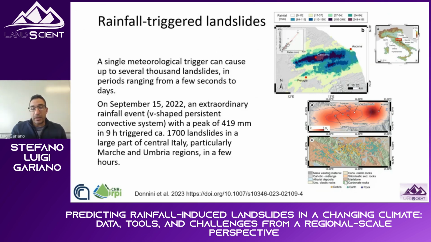This is a case study we addressed with my colleagues here in Perugia of an extraordinary rainfall event that occurred in September 2022 in central Italy, with a V-shaped convective system with a peak of measured rainfall of more than 400 millimeters in 9 hours recorded by a rain gauge. This event triggered so many landslides, and we manually mapped in the field more than 1,700 in a relatively small area.